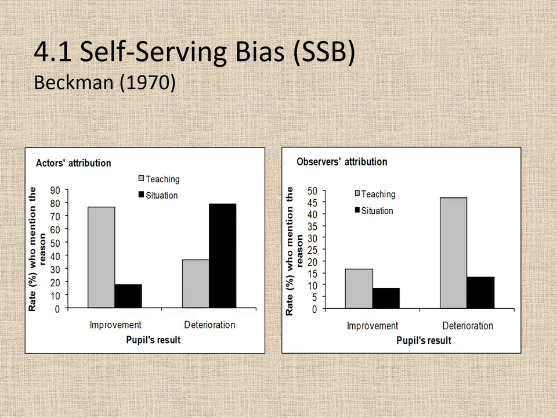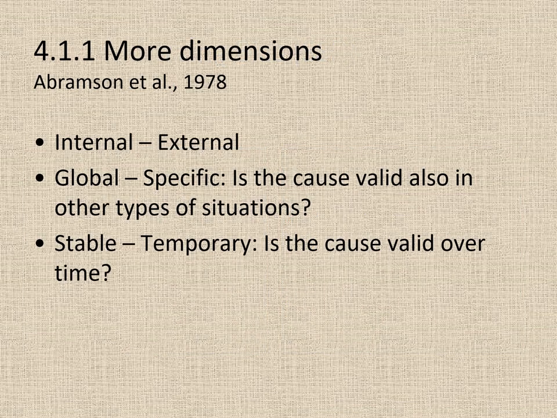Some more dimensions. So far we talked about internal and external factors in attribution, but there are some more factors also. Of course, there are more possibilities than this, but according to this, we might talk also about global and specific attribution. The cause of this event, is it something global that affects all kinds of different events, or does it affect only this thing? And stable and temporary. The cause of the event, the cause of the behavior, is it in effect only now, or is it in effect over longer periods of time? Three dimensions.